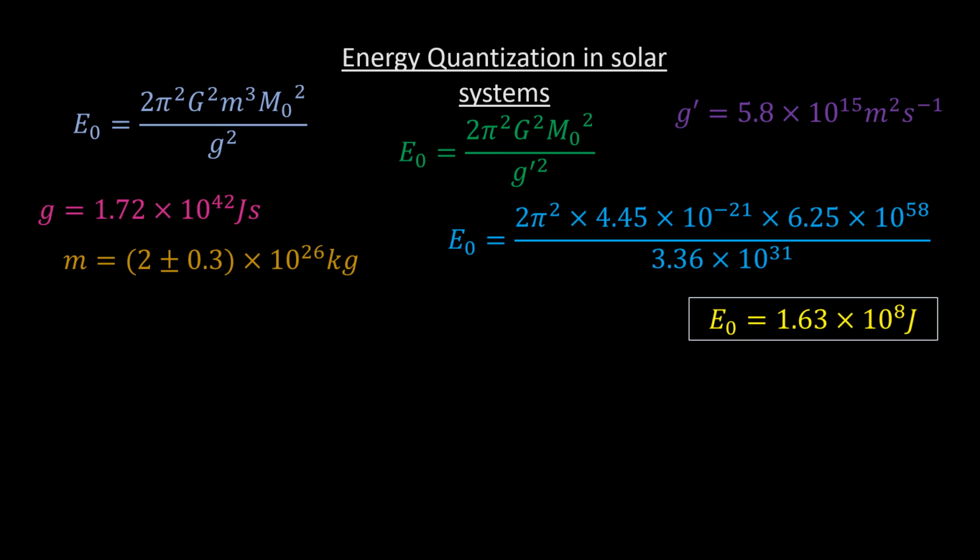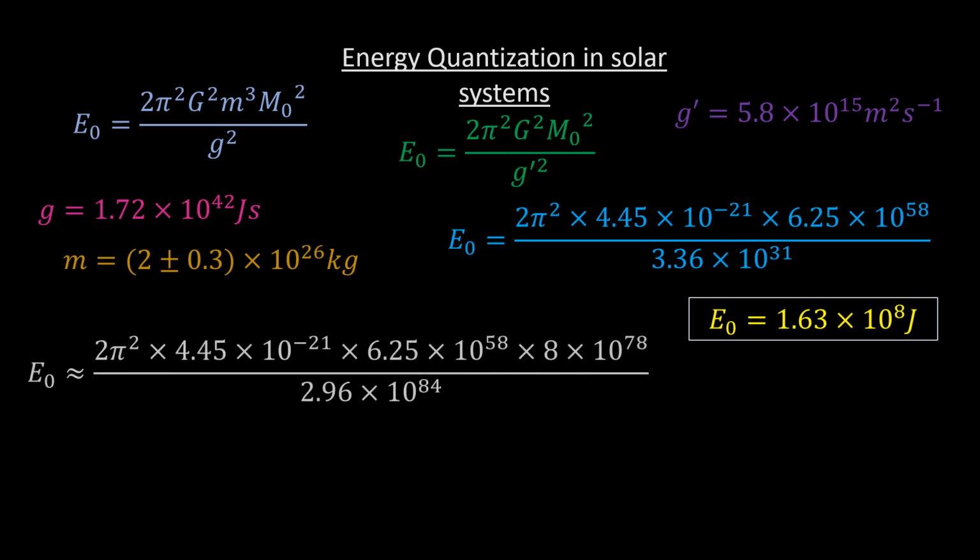The value of the E0 in the other expression is the same, just with the addition of the cube of the average planetary mass, which is 8 exponential 78. And also, G prime has been replaced with G. This gives approximately 1.48 exponential 34. I said approximately because I have not taken into consideration the 0.3 error value of the mass.